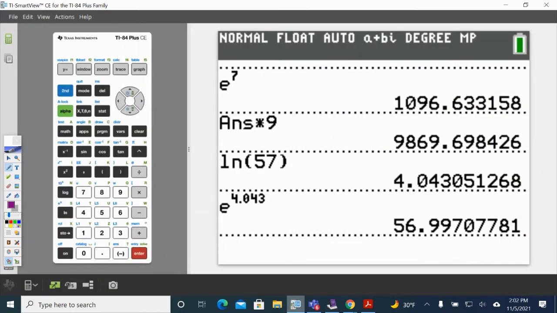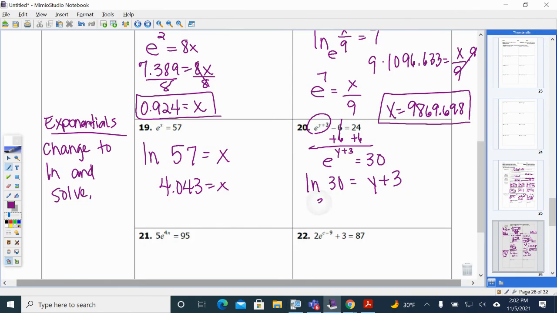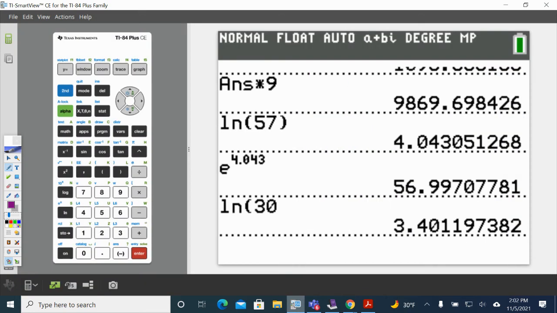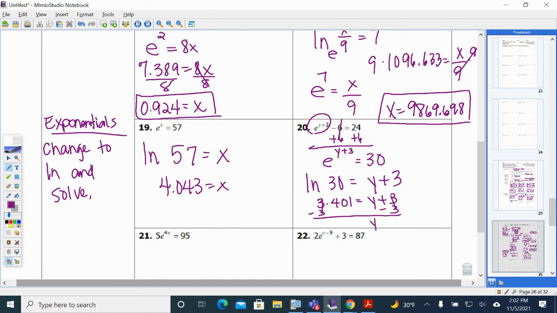So we're going to find the natural log of 30. And that's going to be 3.401 is equal to y plus 3. And then we need to subtract the 3: 3.401 minus 3, and we get 0.401. Again, if you substitute that back in, it should work.